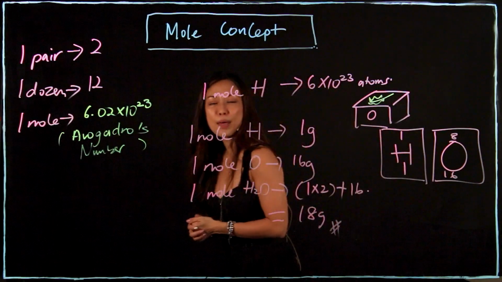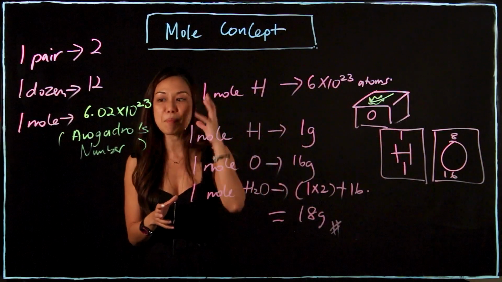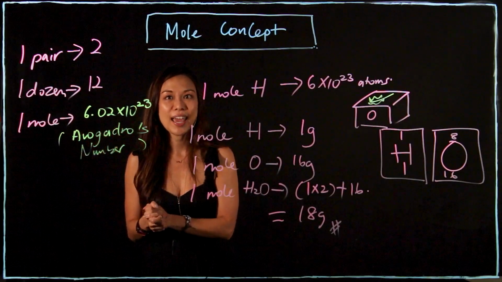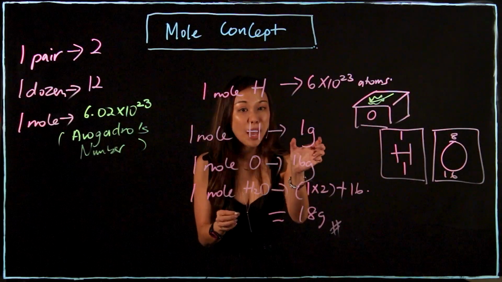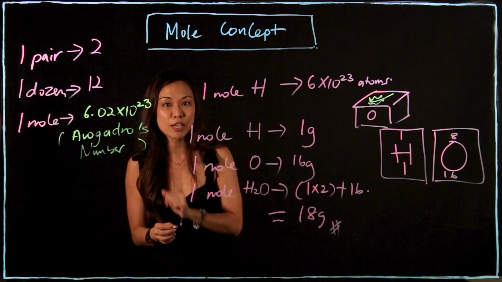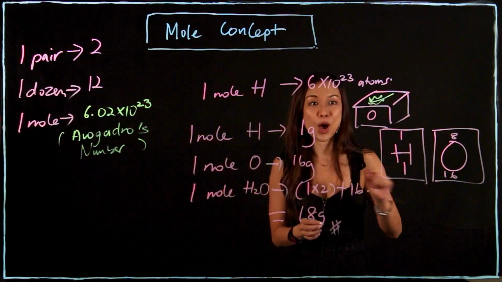So next time when people say 1 mole of something, you'll remember the number 6.02 times 10 to the power of 23. And that allows us to take the measurement of mass into account. Next up, I'm going to explain to you relative atomic mass.